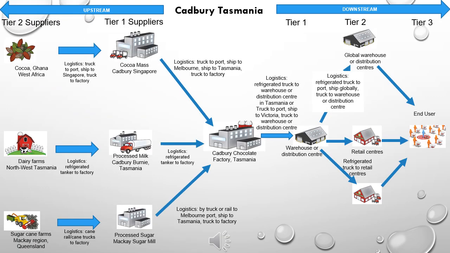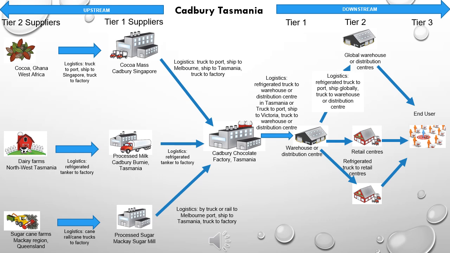Let's have a look at this great example of chocolate manufacturing. Right in the middle, we have the Cadbury Chocolate Factory, for example, in Tasmania, and then on the left side, we go to the supplier. So you can see on top, we have tier one supplier, and then it goes all the way to raw manufacturing. It can be tier 2 or tier 3, for example, when we're looking into where the chocolate comes from, where the dairy farms are, or where the sugar cane comes from. So we're looking into all those raw manufacturing.